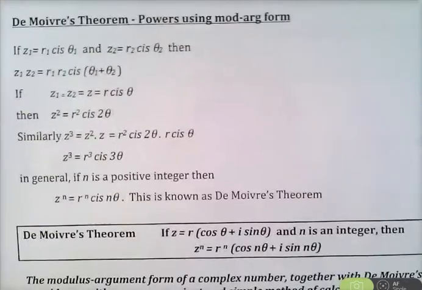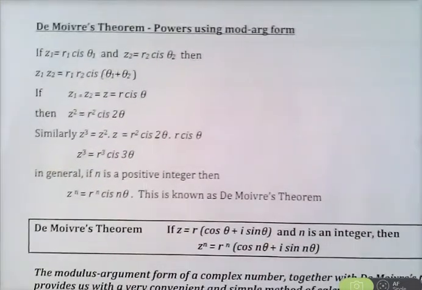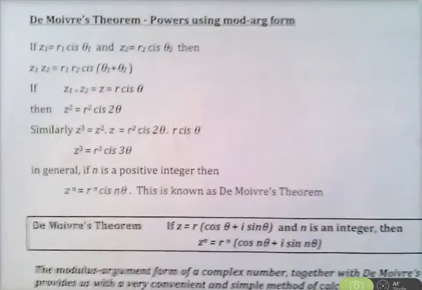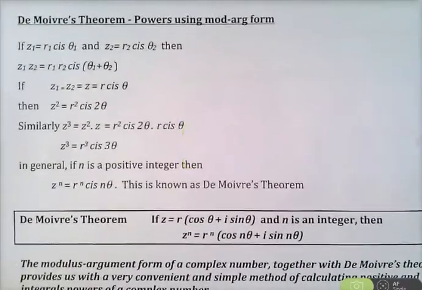Okay. Now, the last special result that we're going to look at is de Moivre's theorem. So we use de Moivre's theorem when we've got powers with complex numbers in mod arg form. Okay, actually I'm going to leave that for the next video. So I'm just going to stop this video now. The next video will start from de Moivre's theorem.